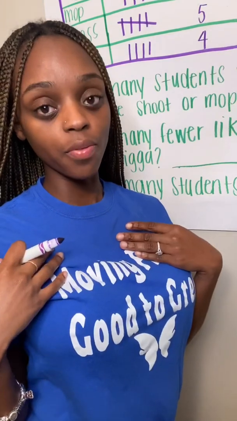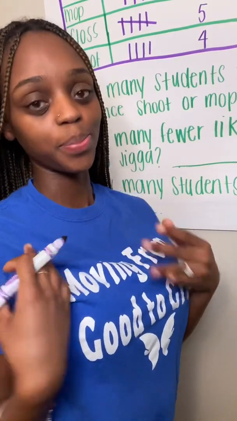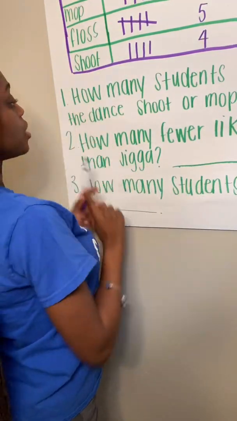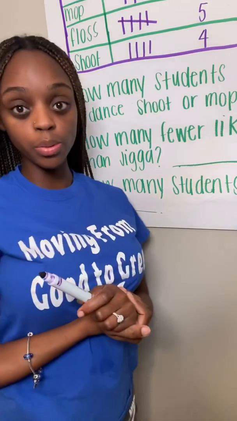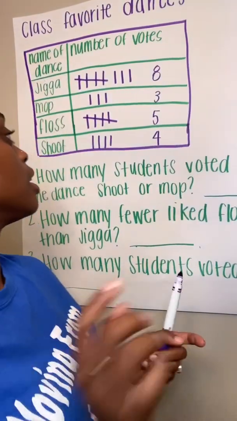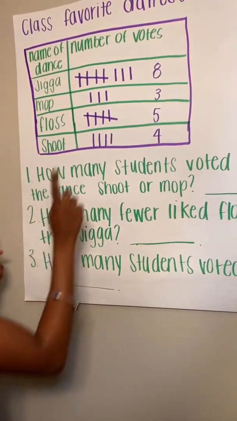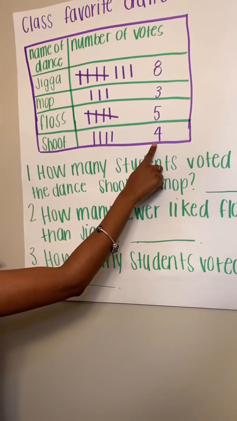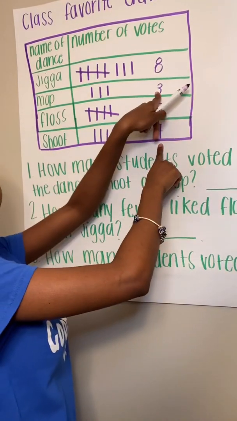Okay, I'm going to read the first question to you. It says, how many students voted for the dance shoot or mop? Now, that means they want to know the number of people that voted for shoot and the number of people that voted for mop. And since that's 2 dances, we need to put those 2 numbers together. So let's look at our data.